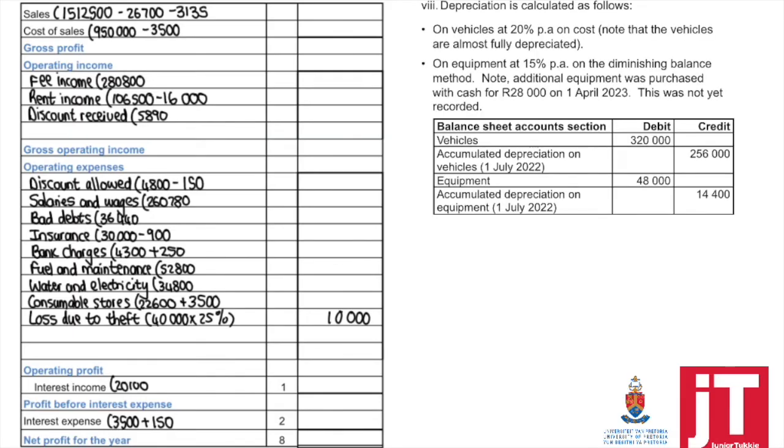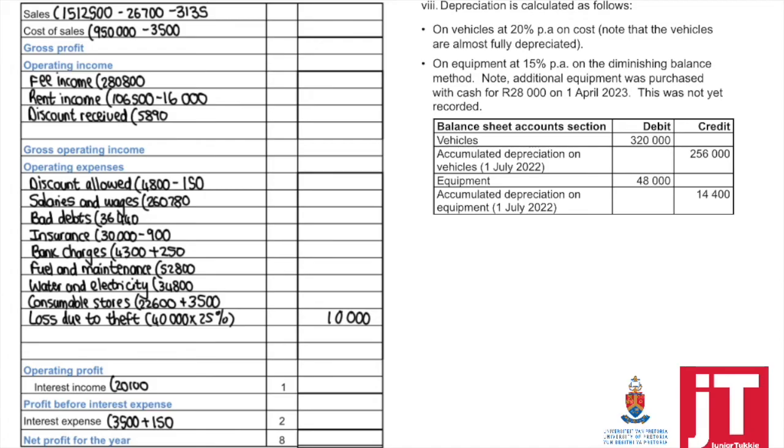Depreciation is calculated as follows. On the vehicles, 20% per annum on cost. Now they say, note that the vehicles are almost fully depreciated. Red lights should go off when you see that. On equipment, 15% per annum on the diminishing balance method. Note, additional equipment was purchased with cash for 28,000 on 1 April 2023. This was not yet recorded.